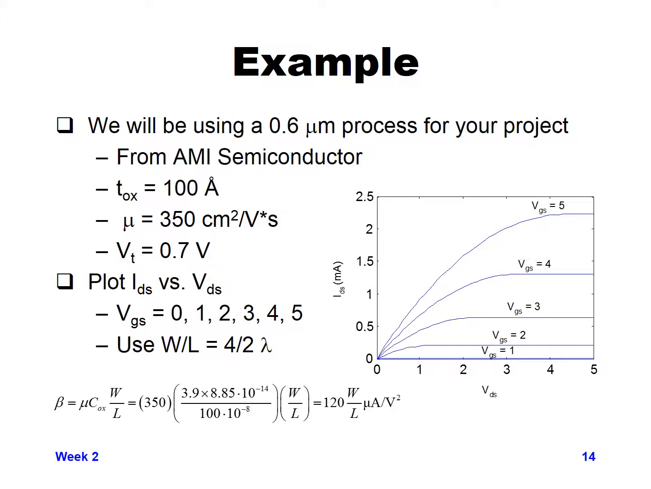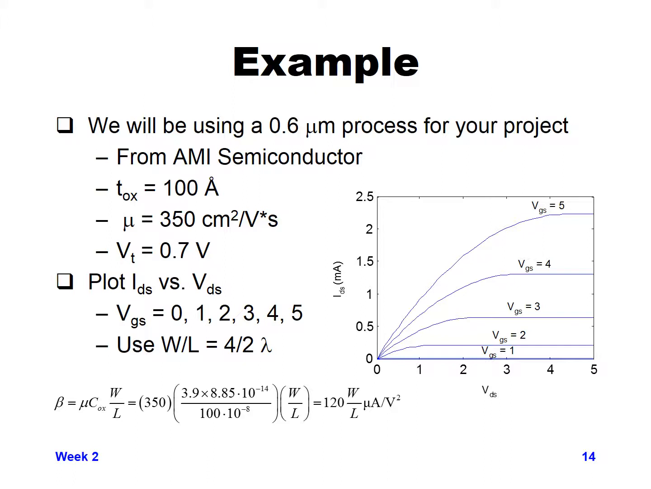What we want to do is plot IDS, the current from drain to source, for six different values of VGS: 0, 1, 2, 3, 4, and 5. So we're going to get five or six different curves on our chart. And we want to use a W over L of 4 lambda over 2 lambda. So W is going to be twice as wide. Remember, lambda is 1/2 of your critical dimension. Since it's a 0.6 micron process, lambda would be 0.3 microns.